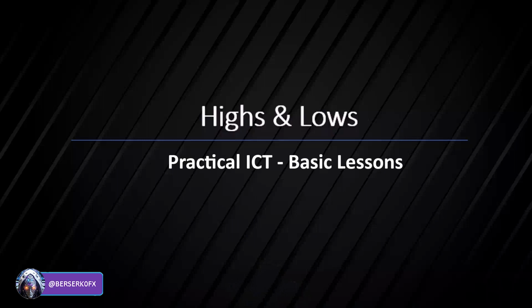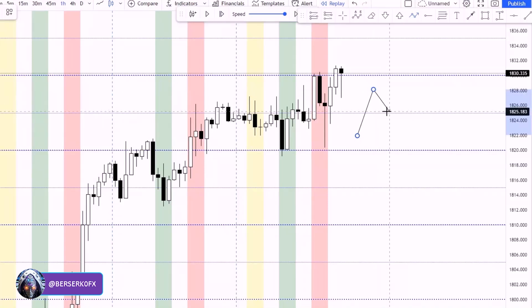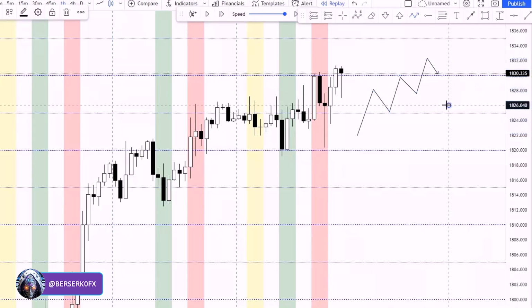So I'll be talking about the highs and the lows. Now, this is a very key concept that you all need to understand. I'm sure you're familiar with swing highs, swing lows. If price is in an uptrend and then it retraces and makes a new high, retraces, makes a new high, retraces, right?